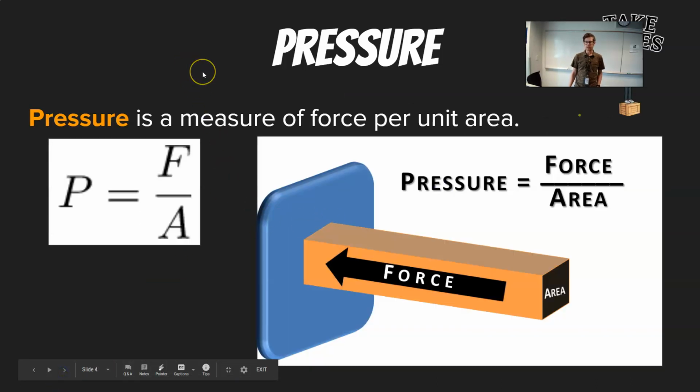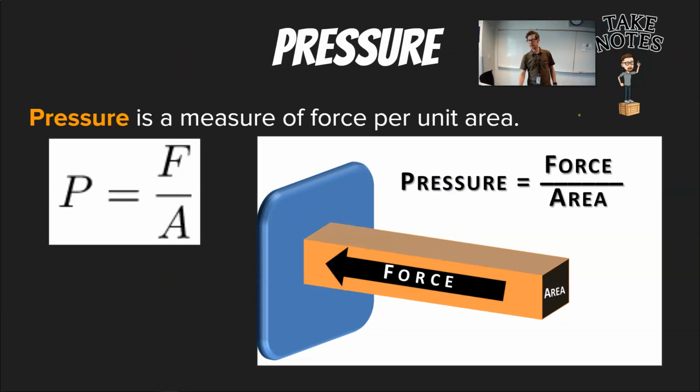Okay, so what is pressure? Pressure is a measure of force per unit area, and so here's something to take notes on. If I go a little too fast here, just pause the video or go backwards if you need to. Pressure is force per unit area. We take a force, a push or a pull, and we divide it by how much area that force is spread out over. So very simply, P equals F over A. Pressure is force divided by area.